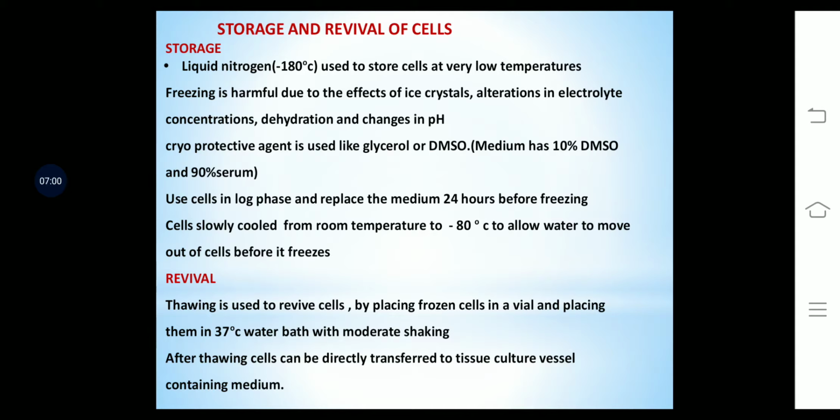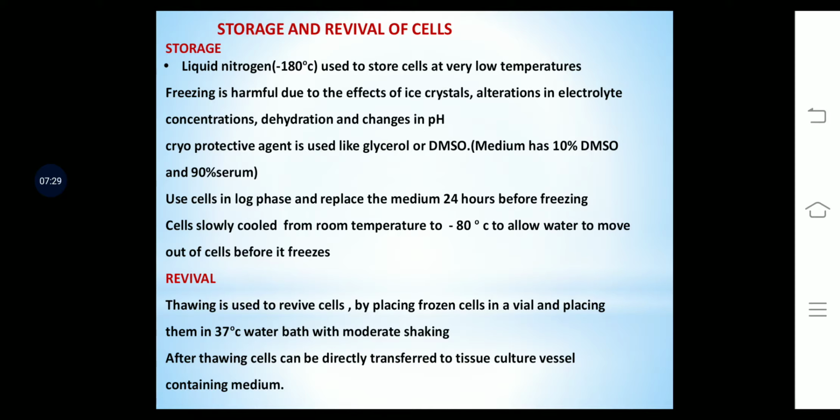But when you are freezing at such low temperatures, it is very harmful because of the effects of ice crystals. There are alterations in the electrolyte concentrations. There could be dehydration, there could be changes in pH, etc. So usually, in order to prevent this, we use cryoprotective agents like glycerol or DMSO. DMSO is dimethyl sulfoxide, and the medium usually has 10% DMSO and 90% serum.